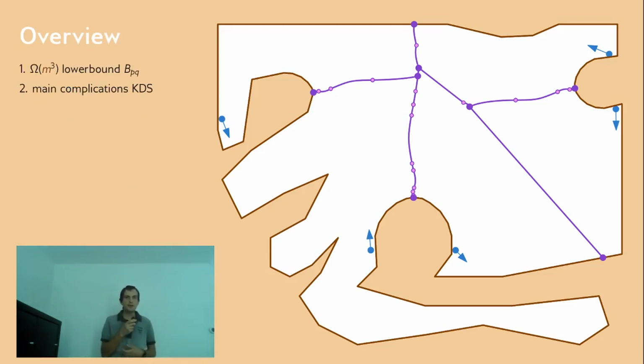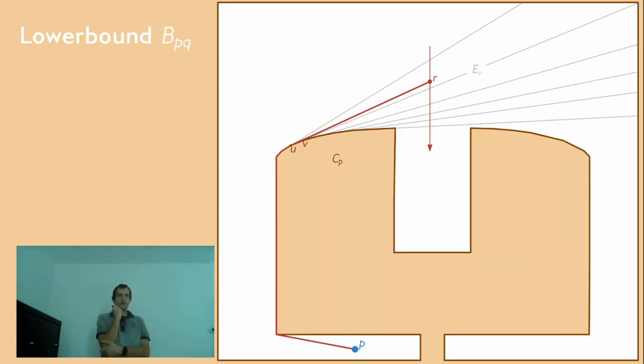So in the remaining time, let me tell you about 2 things. One is that I want to give you some idea of this m³ lower bound for a single bisector, and I want to give you some hints on why maintaining this kinetic data structure is complicated. As for the lower bound, the idea is as follows. We're going to build a polygon like the one that you see over here, and we're placing P in this pocket in the bottom left. In the top left there's this chain C of P with vertices.